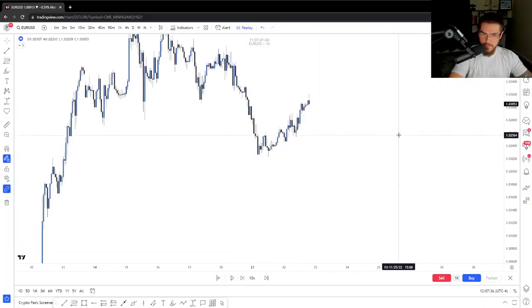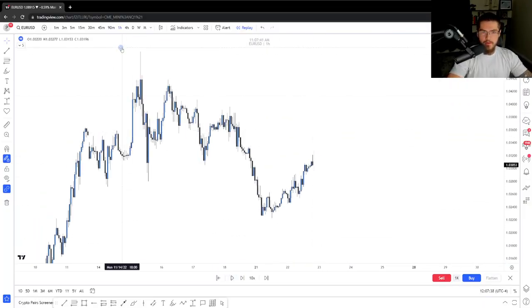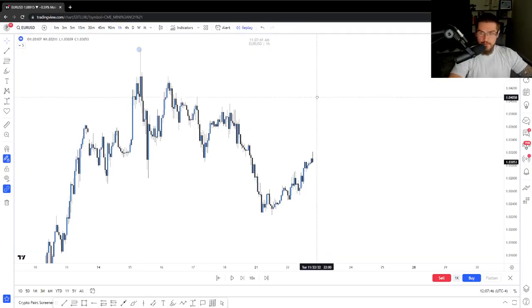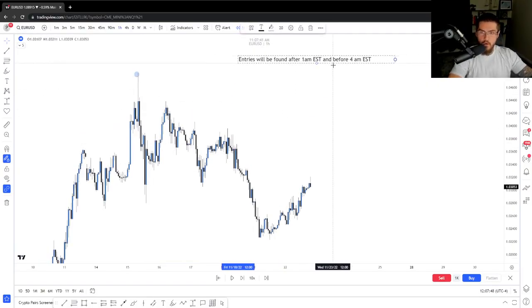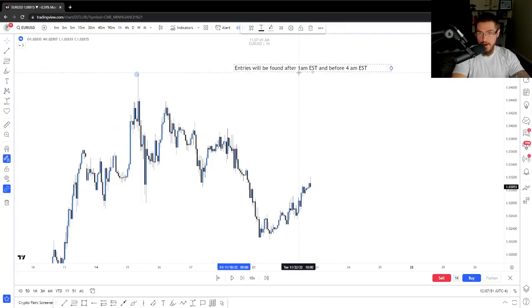So there actually was one. The first thing you want to do is identify what pairs you're trading. So for this setup, you could trade euro dollar, or again, anything with the pound or euro in it. And you're going to be wanting to look for the entry to occur after 1 a.m. Eastern and before 4 a.m.